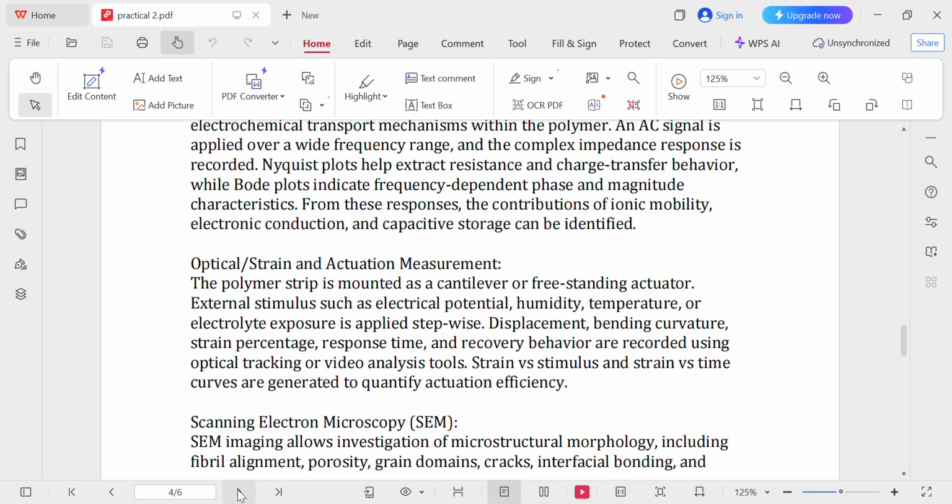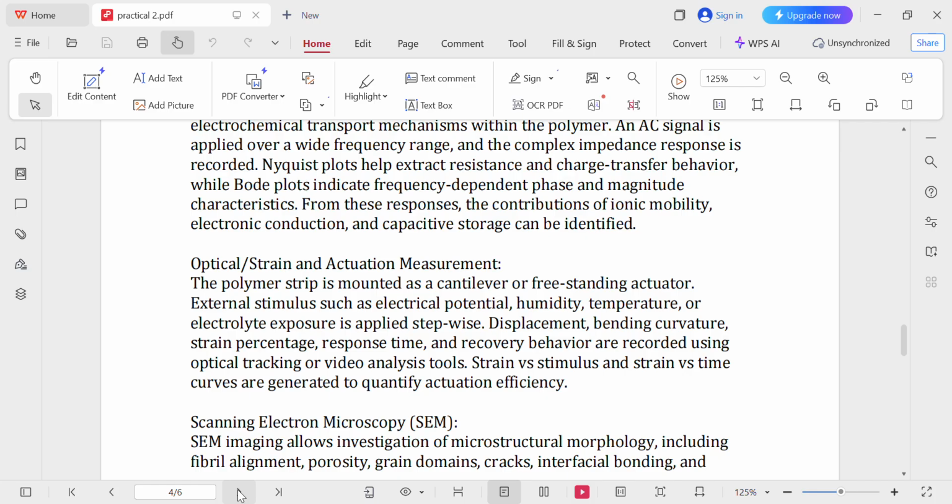This means the amount of bending, stretching, speed of movement, and how well it returns to its original shape are recorded using a camera or optical tools. Next, strain versus stimulus and strain versus time curves are generated to quantify the actuation frequency efficiency. Means graphs are made to show how the movement changes with the stimulus and time, to measure how efficient the actuator is.